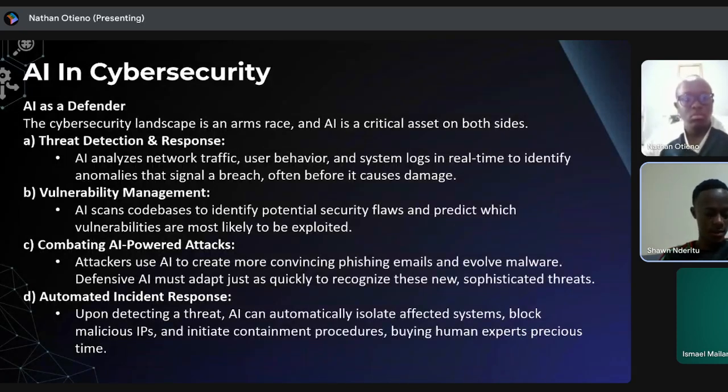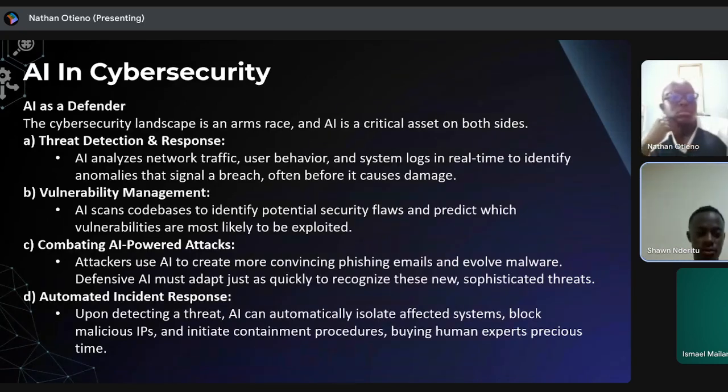Next, we have AI in cybersecurity. We will start with AI acting as a defender. The cybersecurity landscape is an arms race, and AI is a critical asset on both sides. So this is what it does.